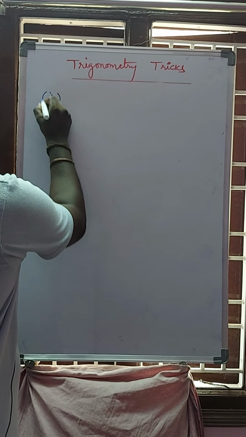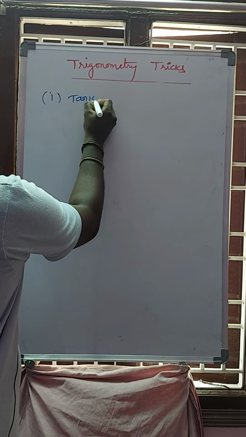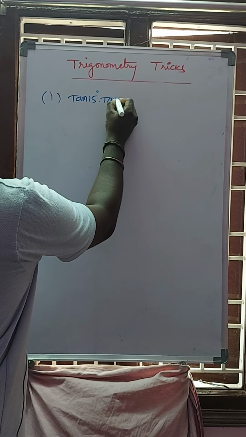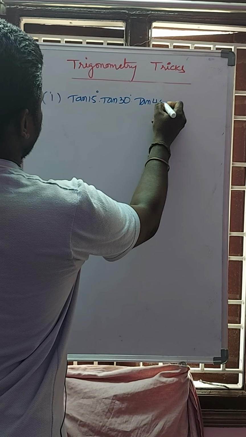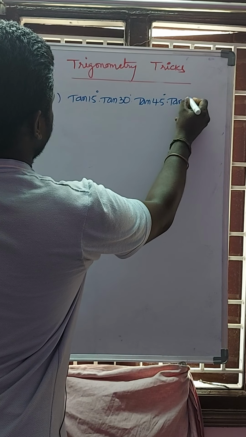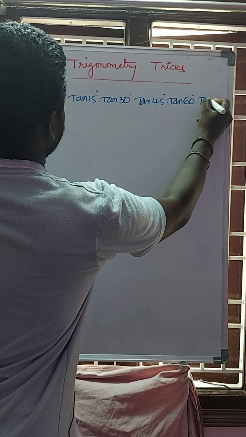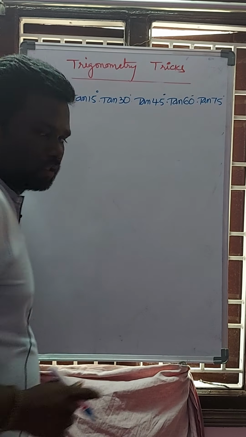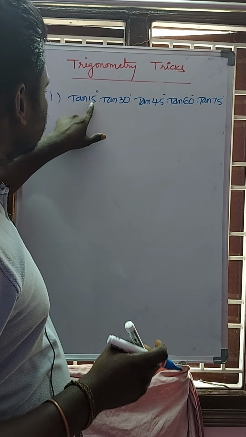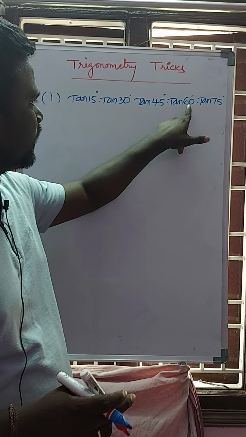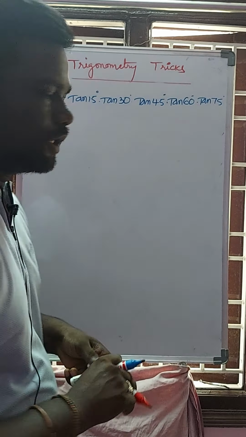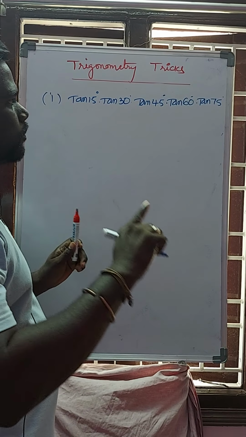The first one: tan 15 degrees, tan 30, tan 45 into tan 60 into tan 75. So each of the angles is raised by 15 degrees. So tan 15, tan 30, tan 45, tan 60 and tan 75. So by using the complementary angle condition.